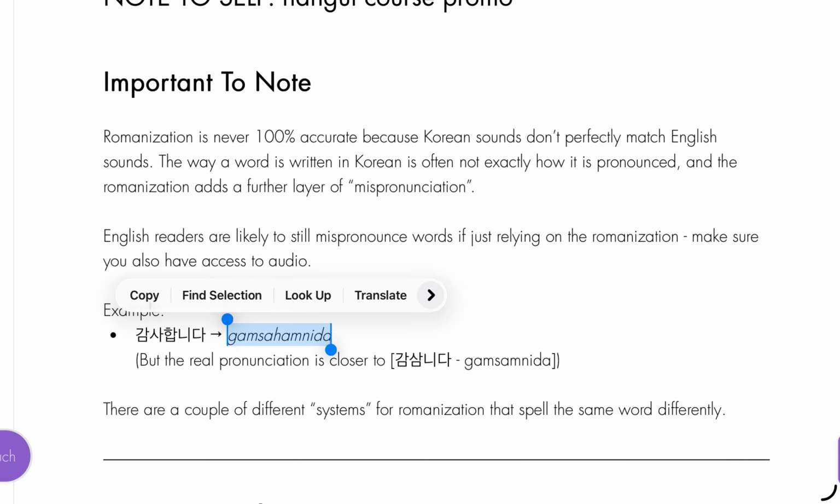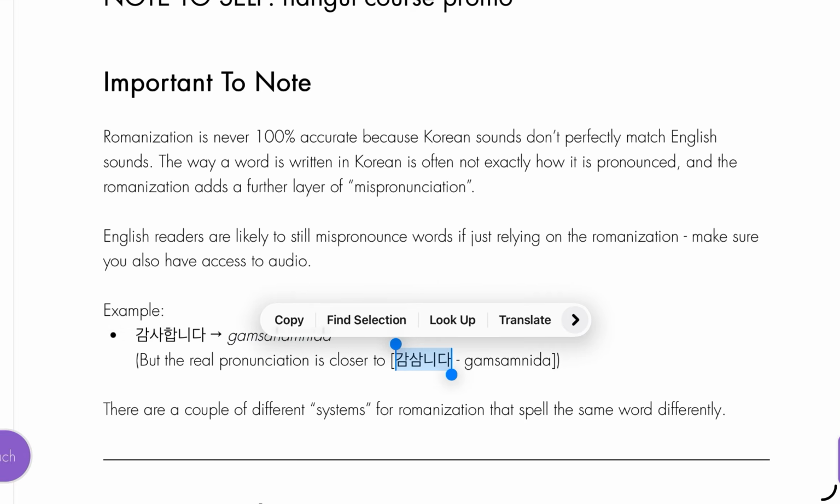감사합니다. The real pronunciation is more like this. 감사합니다. When it's read with full speed. 감사합니다. Right, that's another part to it as well. The speed that Koreans speak and the speed words should be said. Obviously, as a beginner, you don't need to worry about that. You can go nice and slow.